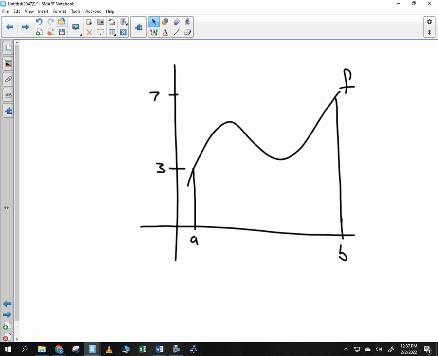How about the height here? 6. Okay, talk to your partner. What do you think would be a good approximation for the average height of the function? We just picked out a few, didn't we? What do you think is a good representation for the average height of the function? Come up with an idea. 30 seconds, go.